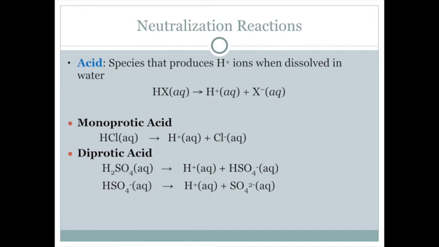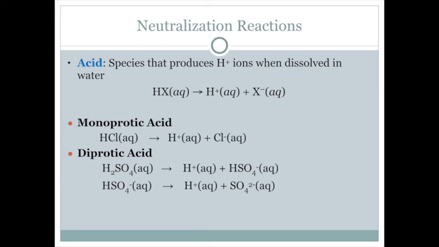Okay, so we saw precipitation reactions produce a solid as one of the products. We talked about the neutralization reaction, and I told you the acid-base reaction is another name. You have the acid and the base reacting to form water and a salt. So just to look at acids and bases real quick, and then we'll talk about the neutralization reaction.